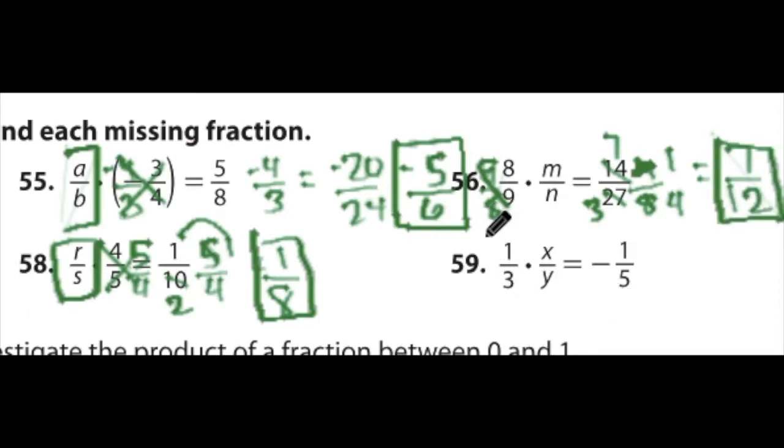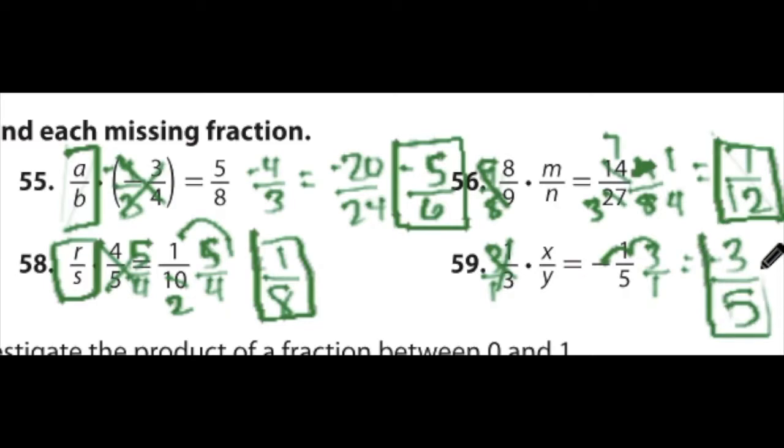And finally, number 59, the reciprocal of 1/3 is 3 over 1, so those cancel out. Multiply by 3 over 1. -1 times 3 is -3, and 5 times 1 is 5. The answer to number 59 is -3/5.